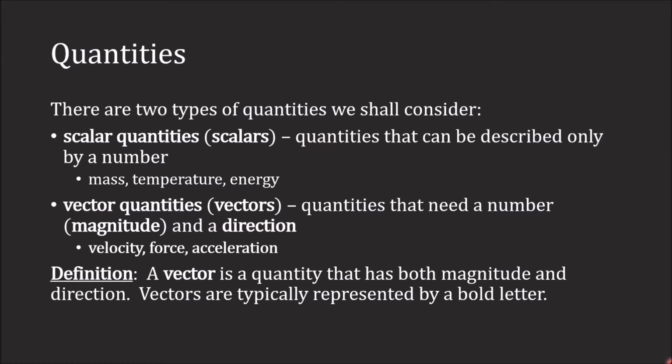Vectors are typically represented by a bold letter. Now, if we're doing handwriting, it's really difficult to represent a bold-faced letter. So what we'll do is we'll typically represent it with a letter with an arrow, or typically I do the half arrow. So really, a vector is simply a parameterization.